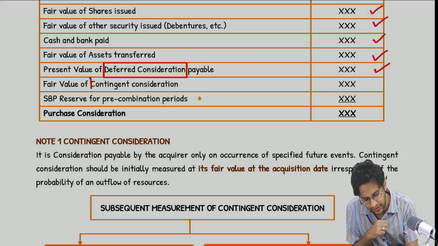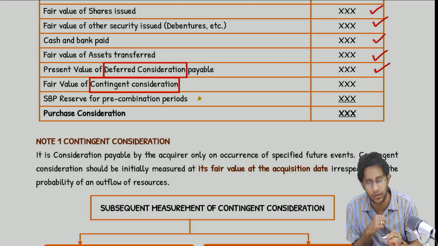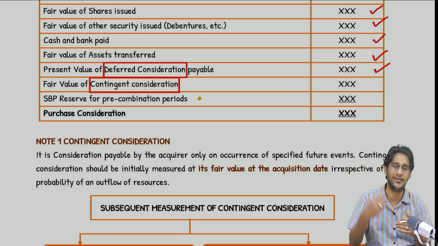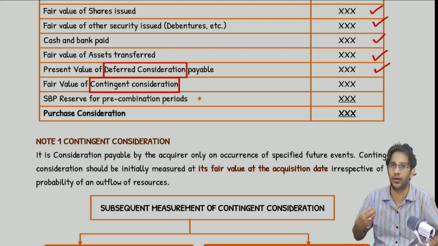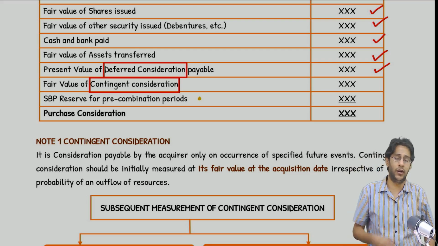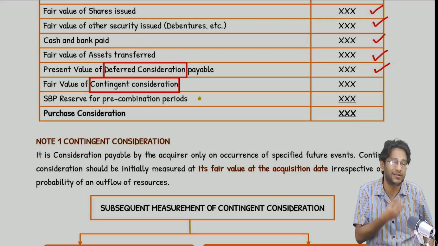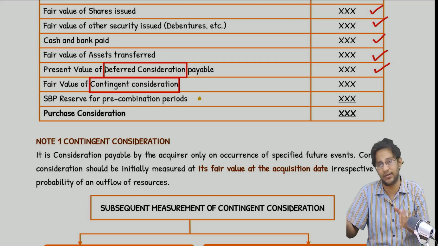Contingent consideration means I promise the acquiring entity that I will pay you some extra consideration provided, let's say, the profit exceeds a particular limit, or my returns, my earnings growth rate is going to be something like that in the next 3 years.